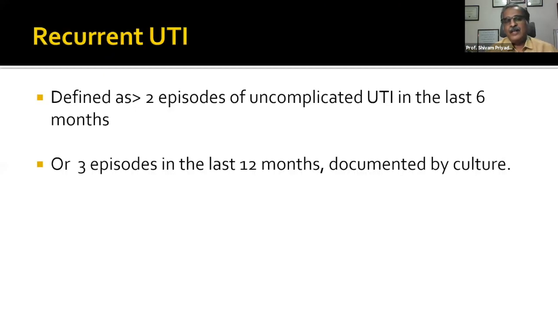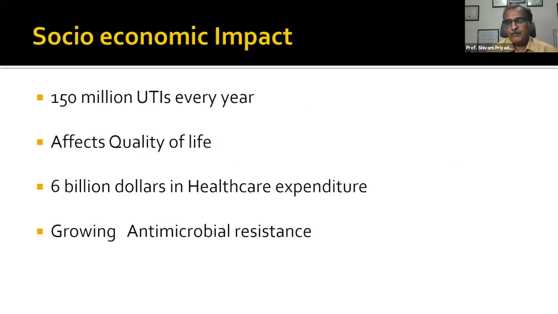Recurrent urinary tract infection is defined as more than 2 episodes of uncomplicated UTI in 6 months, or 3 or more in the last 12 months, documented by urine culture. Moreover, the socio-economic impact of lower urinary tract infections is huge, with more than 150 million UTIs every year, infecting millions of women around the world and affecting their day-to-day life and quality of life as well.